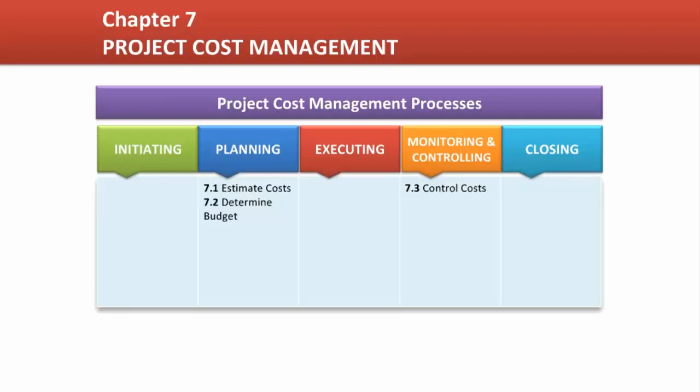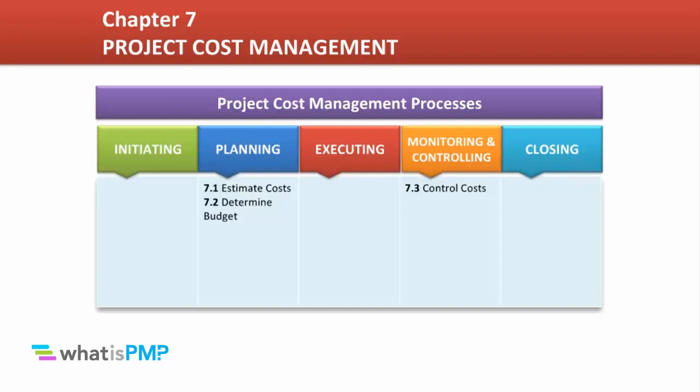The three processes in this knowledge area are: Estimate costs: develop estimated costs for each scheduled activity. Determine budget: aggregate activity costs into an approved project budget. Control costs: monitor, manage, and control costs.